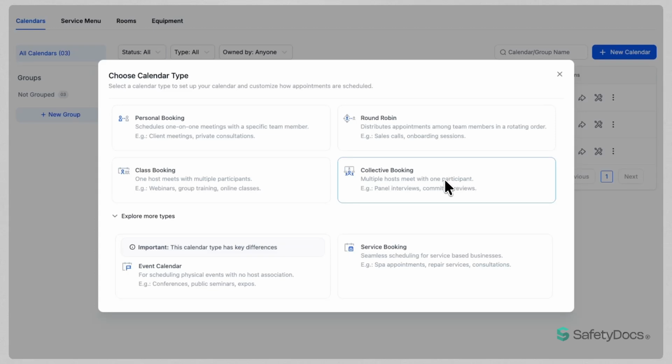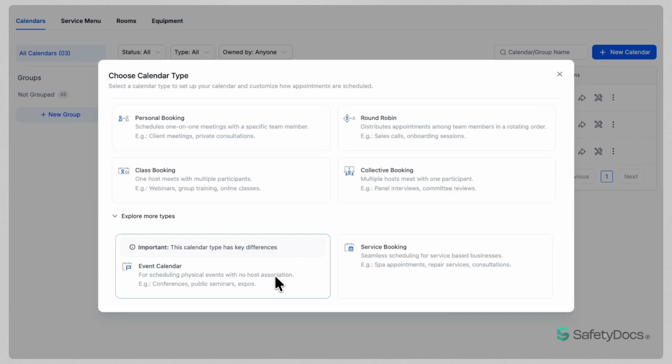Collective booking is multiple hosts, one guest. Use when several people must attend the same meeting. Example: panel interviews, multi-stakeholder reviews, and joint strategy calls.